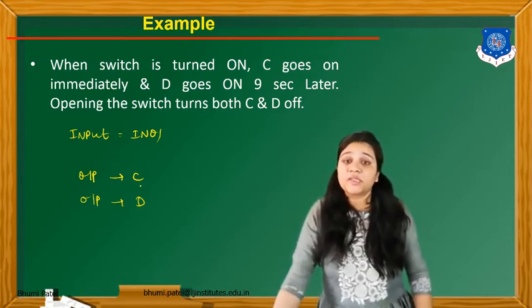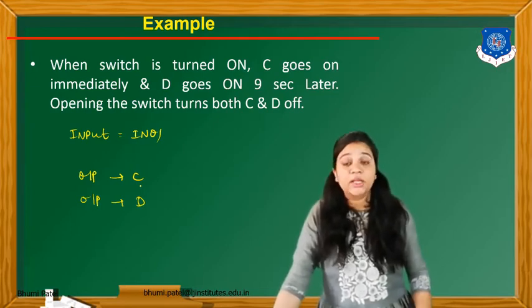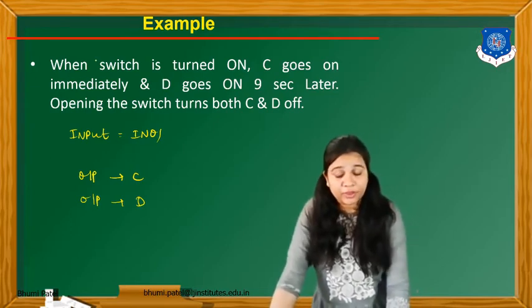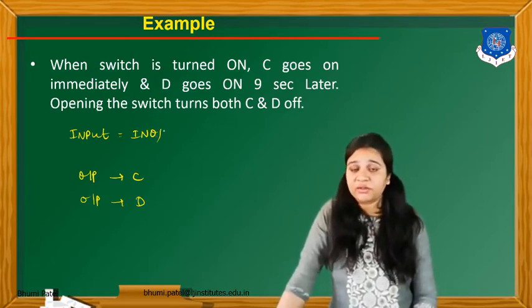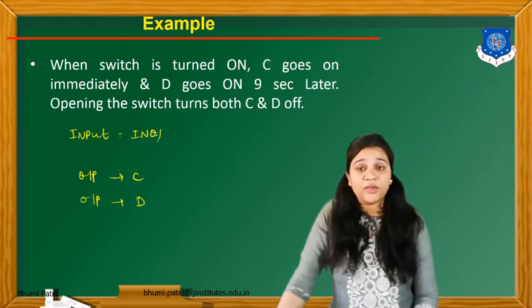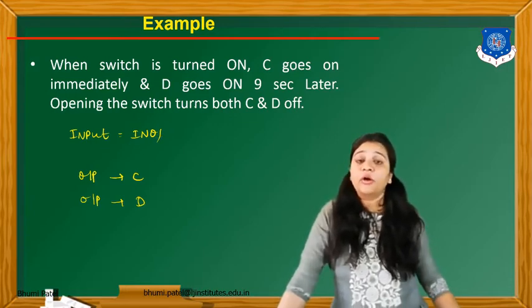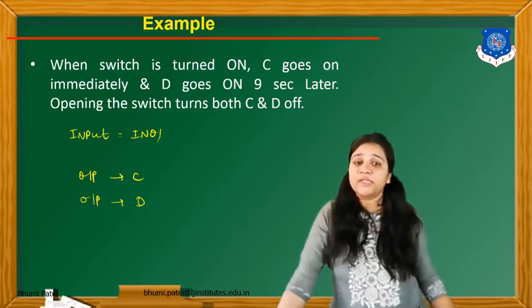Now, opening the switch turns both C and D off. That means whenever we press the switch, the output will be on, but if we open the switch, we turn off the outputs C and D.